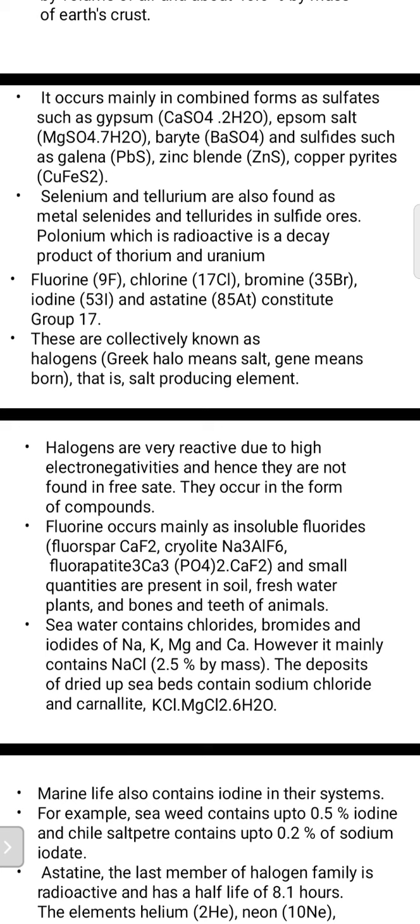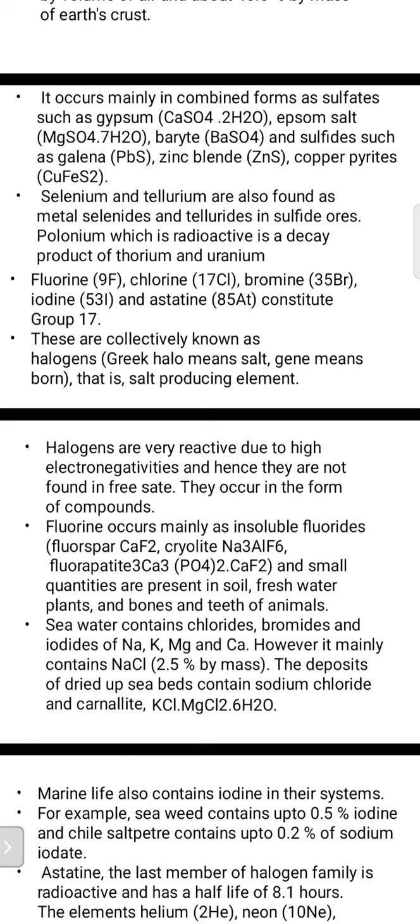Fluorine occurs mainly as insoluble fluorides: fluorspar, CaF2, cryolite, Na3AlF6, and fluoroapatite, 3Ca3(PO4)2.CaF2, and small quantities are present in soil. Fluoroapatite has a role in making toothpaste. It has a very important role in making a coating on your teeth, which protects them from corrosion. In freshwater plants and in the bones and teeth of animals, fluoroapatite is also obtained in rare quantity.